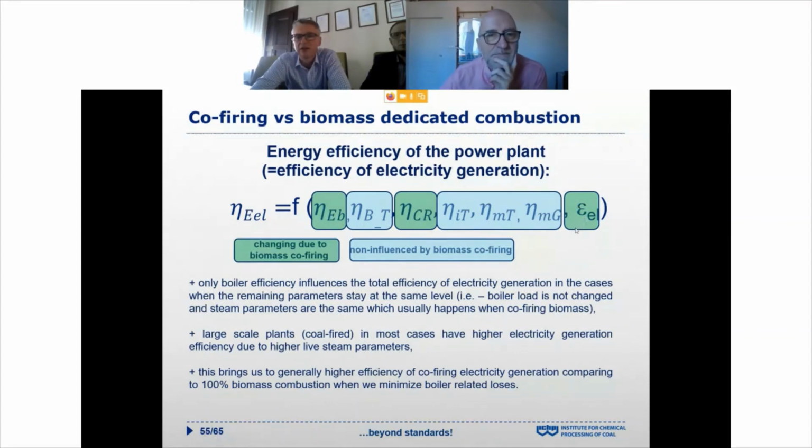the coefficient of the auxiliary electricity consumption. And some of these parameters are subject to change due to biomass co-firing. And as you know, the boiler efficiency for sure, the auxiliary electricity consumption for sure, but also something which can be forgotten when we talk about the biomass impact is the Clausius-Rankine efficiency. This Clausius-Rankine efficiency should be regarded in terms of the change of the steam parameters.